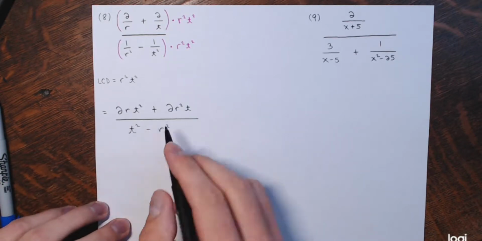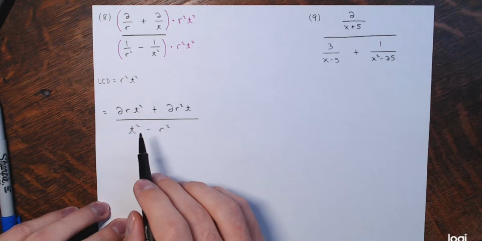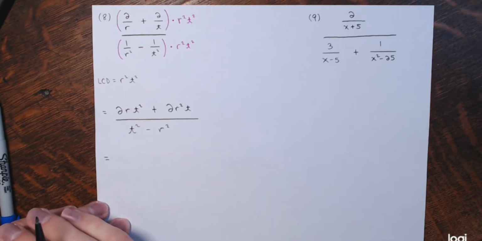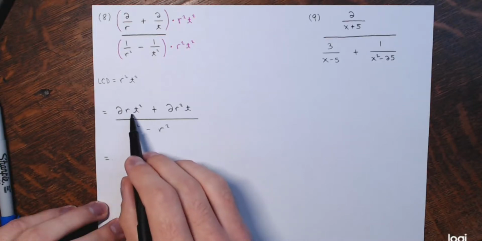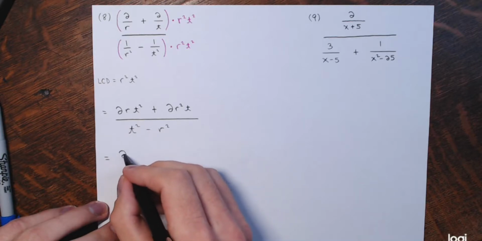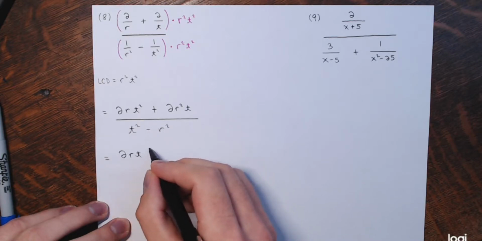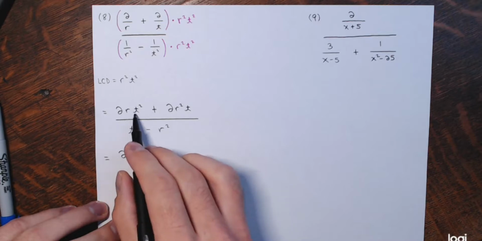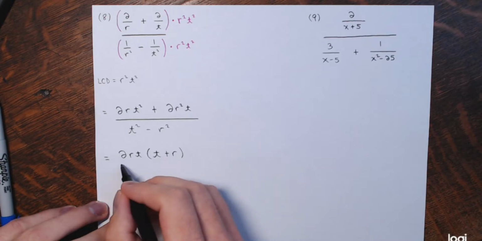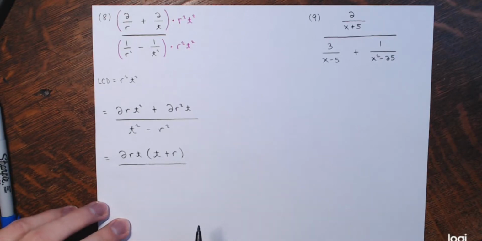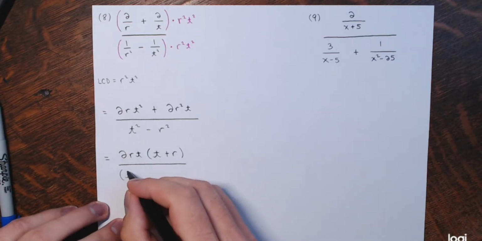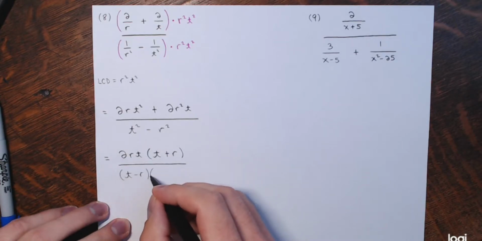And then we try simplifying. Sure, this is great. It's a single fraction, one numerator, one denominator, awesome. But we can try to simplify it even further. In the numerator, there's a GCF, greatest common factor, of 2rt. I can pull out 2 times r times t, and what's left would be t plus r. Then the denominator is a difference of squares. That would factor to t minus r times t plus r.